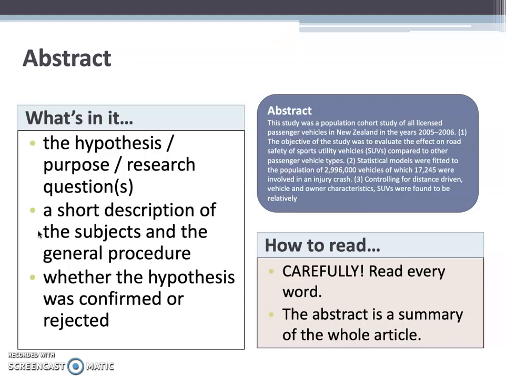Abstracts will also talk about the subjects that were used in the research, and they'll give a short description of the procedure, the method that the researcher uses to do the research. And then towards the end of the abstract, the author usually states whether the hypothesis was confirmed or rejected, if there is a hypothesis, or just a general statement of the conclusions of the study.